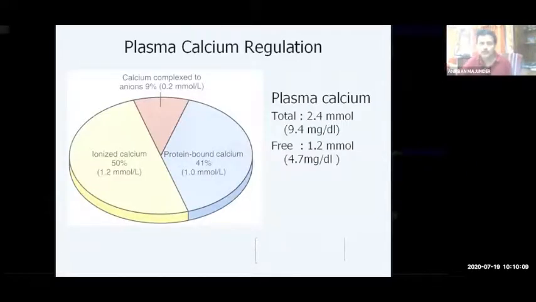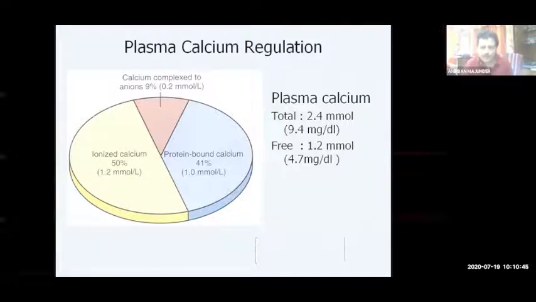Now, we know that calcium is transported in the blood in two forms. One is the bound form and the other is the free form. Whenever you ask for a calcium report from the lab, they will always give you the total calcium value. Please remember that. As you can see, 50% of the total calcium is ionized or free, and 50% is bound, mostly to albumin.